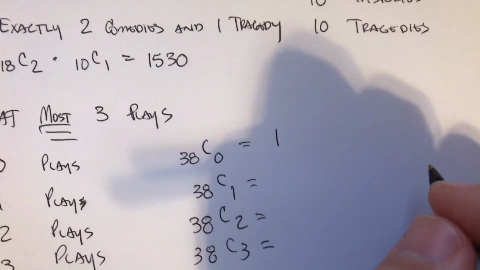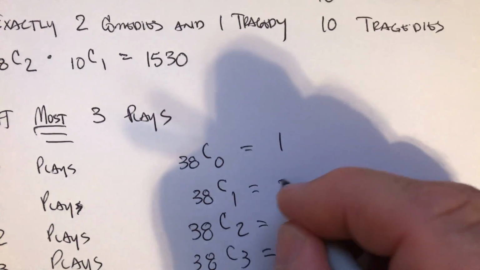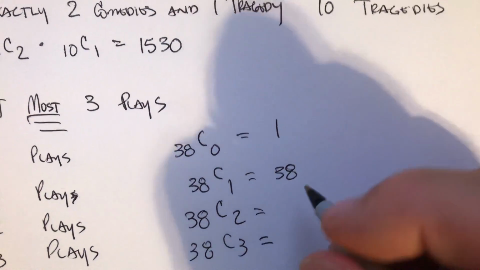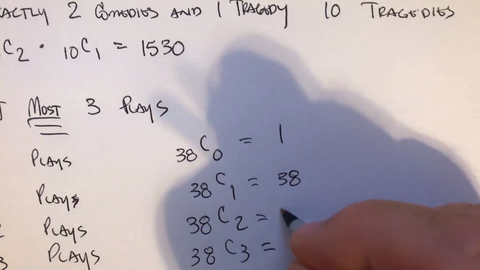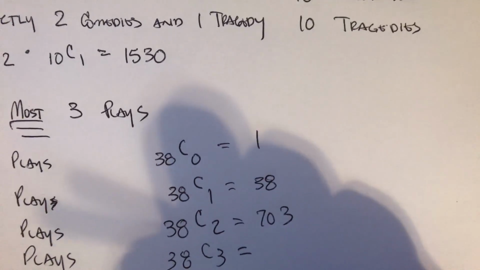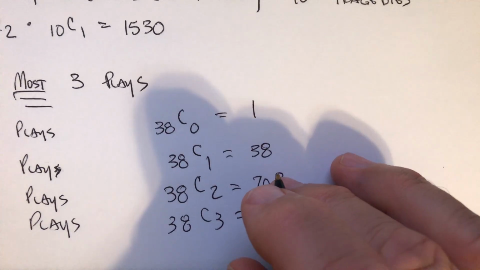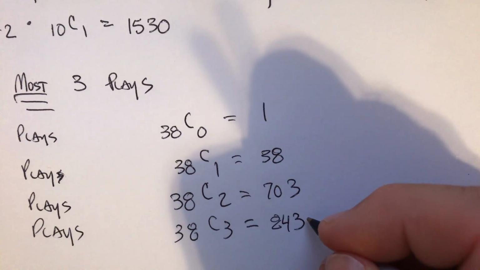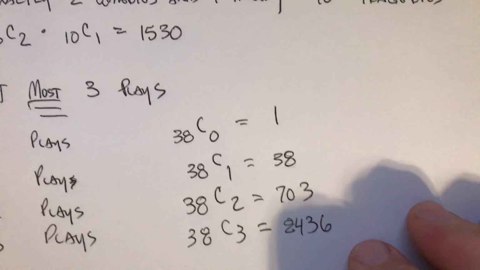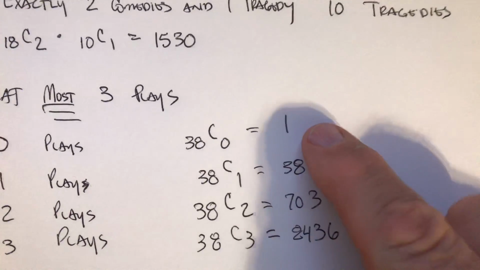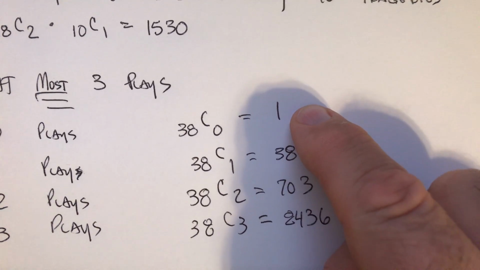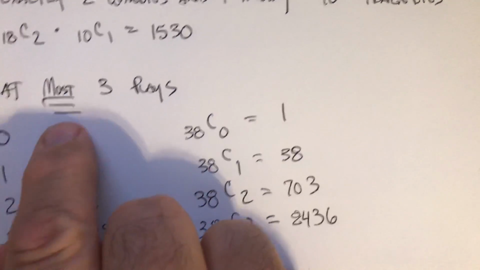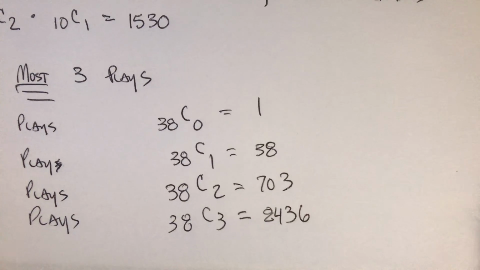This is 1, 38, 703, and 8,436. Now, when it's at most, that means that if I chose this one, there's only one way I can do that, 38 ways to do that, so forth and so on. Here, I'm not going to multiply these together, I'm going to add them.